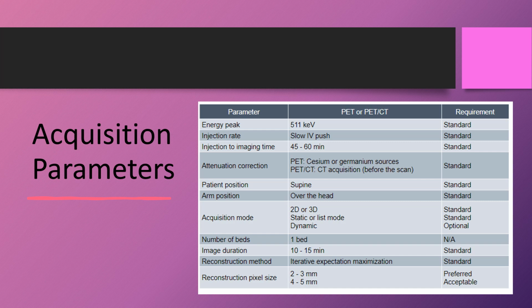And then when you reconstruct it, it should be iterative reconstruction. Typically, that's an OSEM, and the reconstruction pixel size is preferred at 2 to 3 millimeters. You can use slightly wider slices or thicker slices at 4 to 5 millimeters as well.